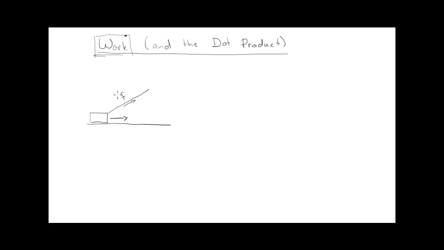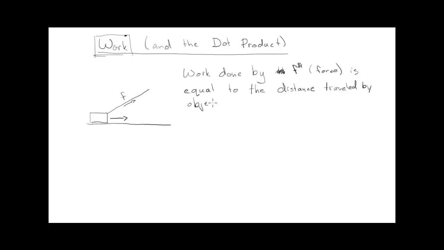Then the work done by this force on this object is going to be defined as work done by the force, by F, the force being applied to the object, is equal to how far we move the object, so the distance traveled by the object, times the magnitude of the force, but only the magnitude of the component of the force in the direction the object moves.